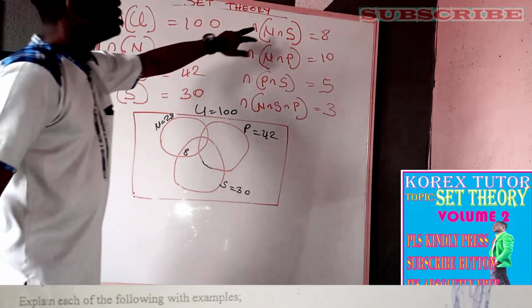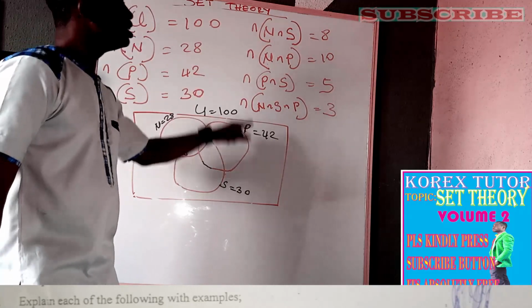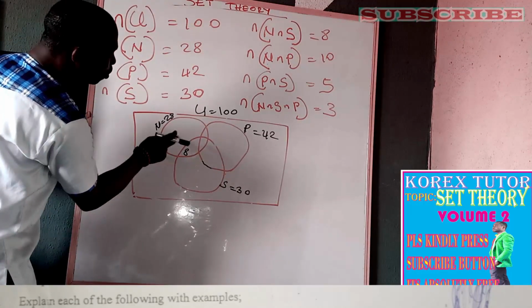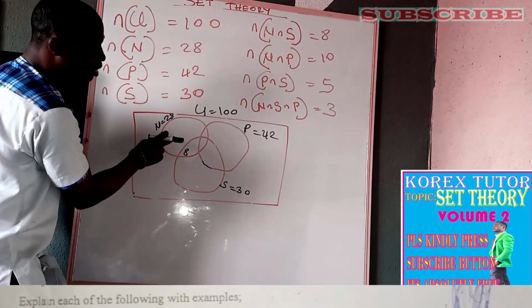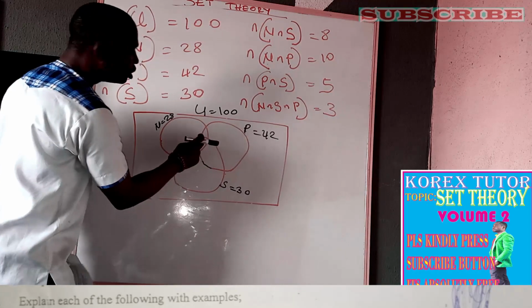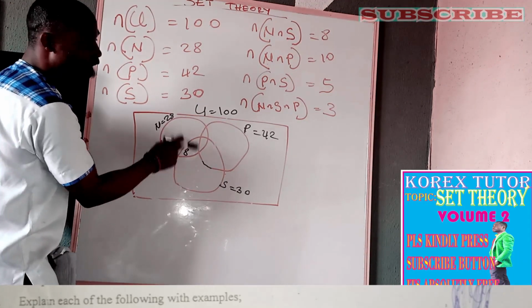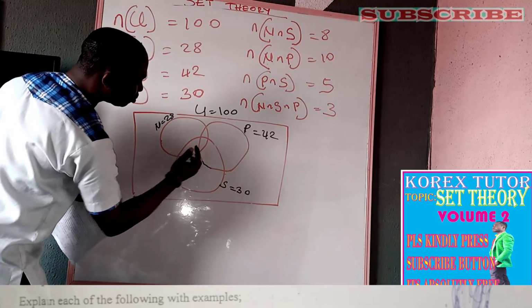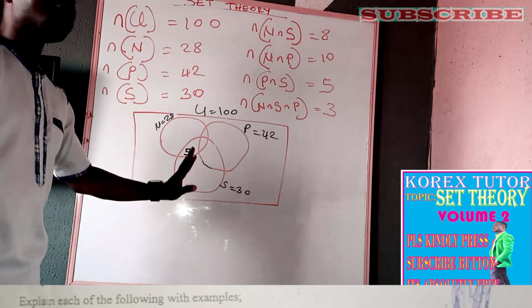That is the number of people that read Nation and Sun, which is 8. But since they let us know that there are still some people that read Nation, Sun, and Punch, which is 3, that means out of these 8 people that read Nation and Sun, 3 of them also read Punch. That means we cannot say 8 people read only Nation and Sun. We have to subtract the 3 people that read the Punch as well. So it's now going to be 5. That's 8 minus 3. So it's only 5 people that read Nation and Sun alone. It's very clear like that.